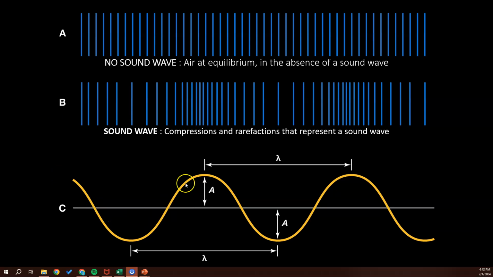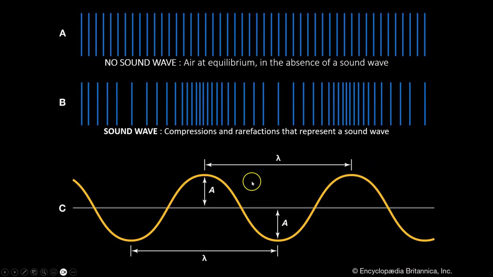The sound waves can be represented in graphs. At compression, the amplitude is higher, and at rarefaction, the amplitude is much lower. One complete cycle is called a wavelength.